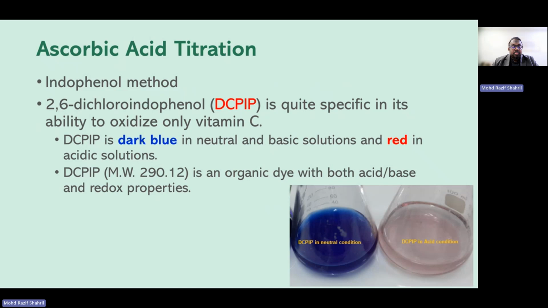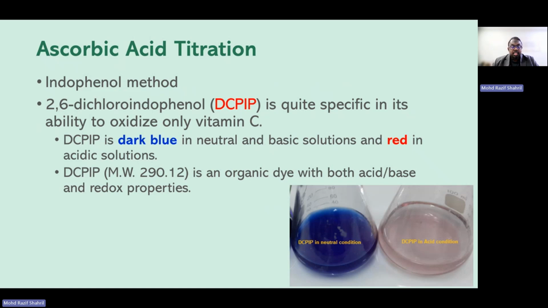The specific redox titration we use is called the indophenol method. We use a chemical called 2,6-dichloroindophenol, DCPIP for short, and this DCPIP is fantastic for this application because it is quite specific in its ability to oxidize only the vitamin C. It is an organic dye that possesses both acid-base and redox properties.